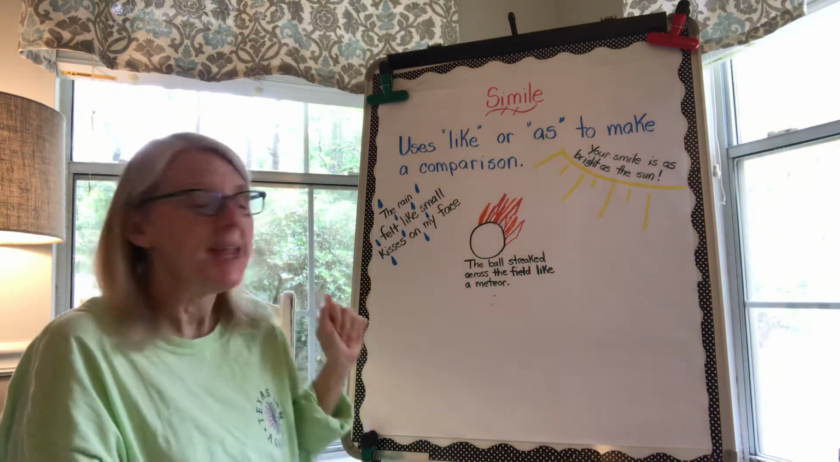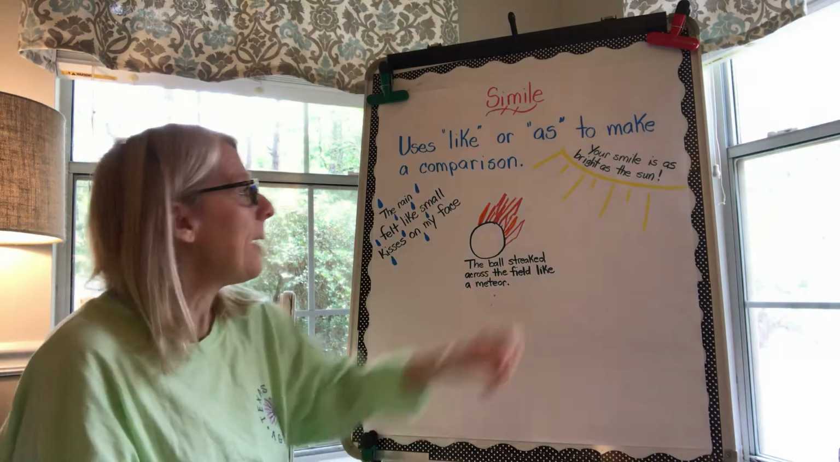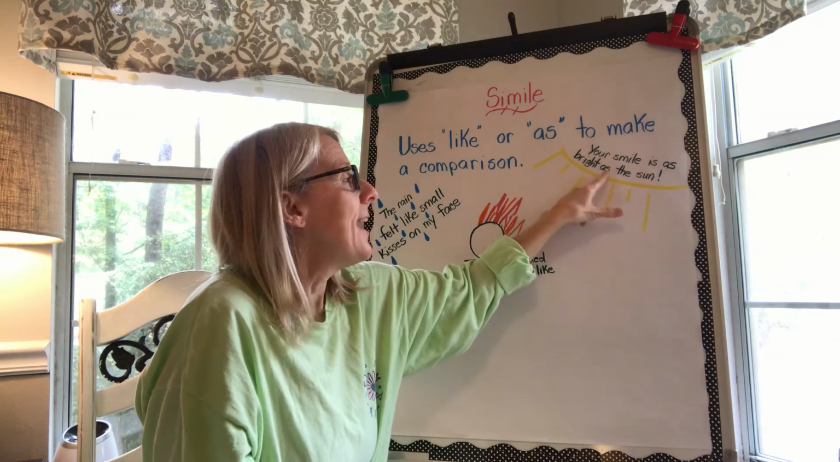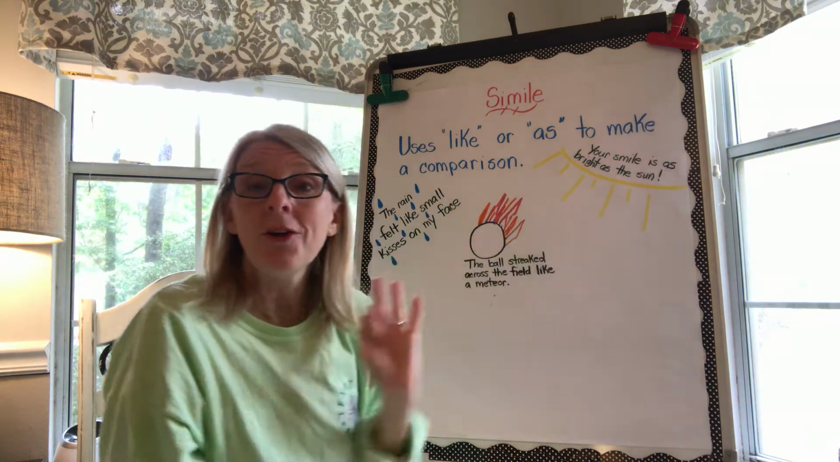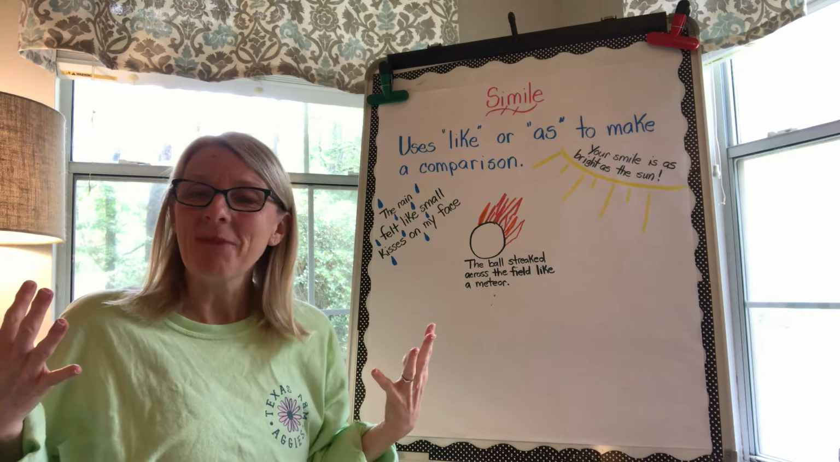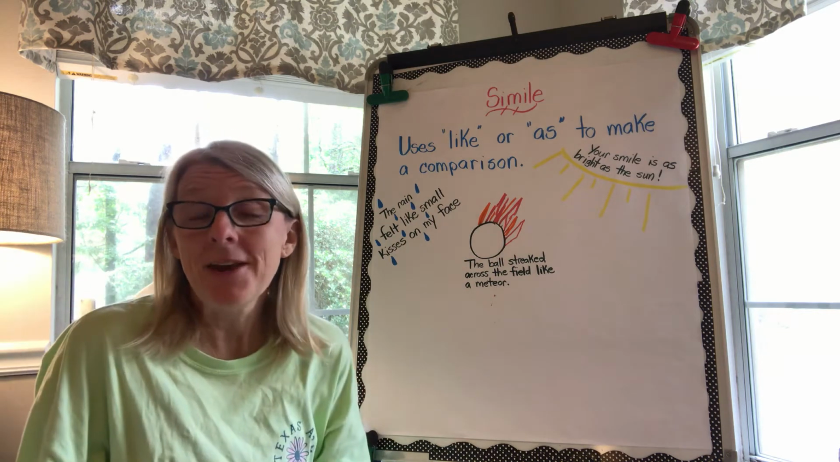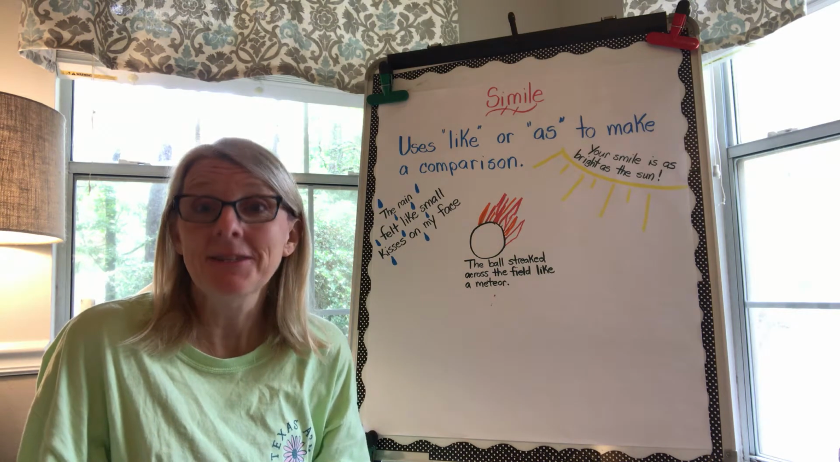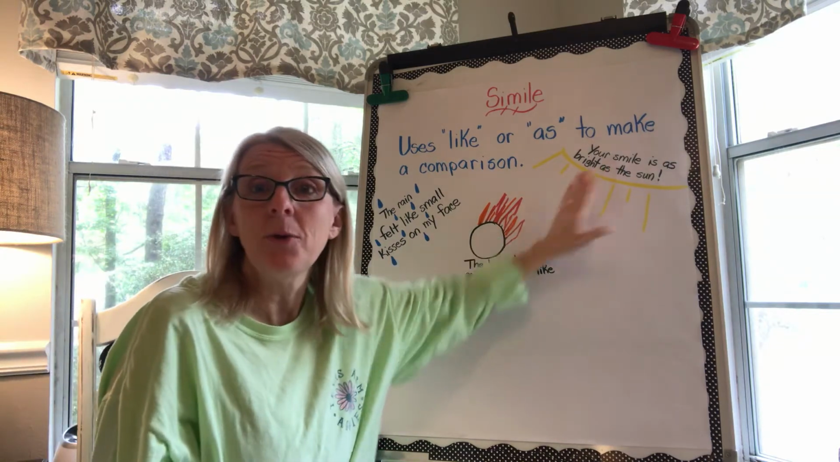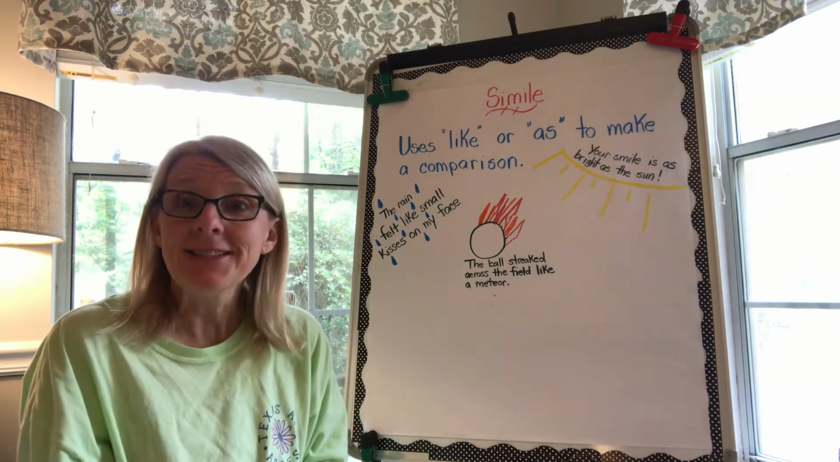And I have a few examples up here for you to look at. Your smile is as bright as the sun. So keyword as, and does that mean that you have a very bright smile? And does everybody know how bright the sun is? Yes. So everyone would understand exactly what you were saying in that simile.